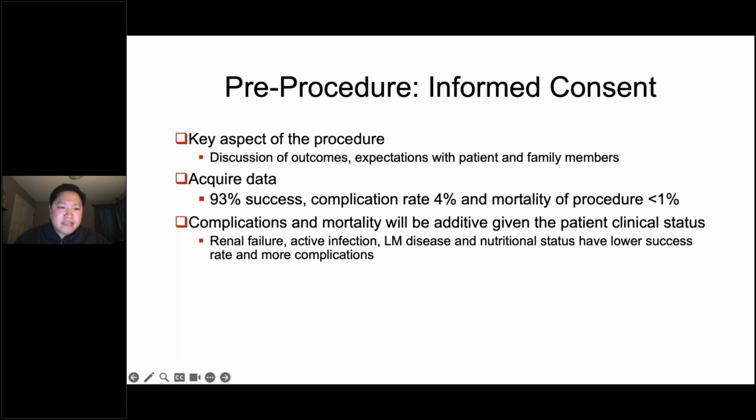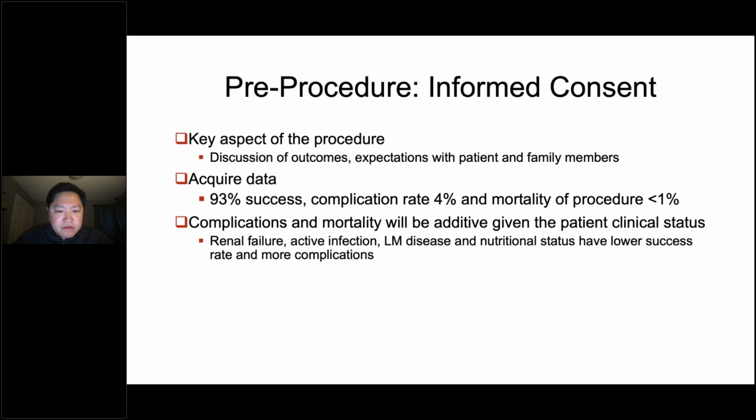Informed consent. This is one of the key aspects of the procedure, in my opinion. Discussing the outcomes and expectations with patient and family members. We do quote the acquired data where there's 93% success if we're able to place a stent in terms of opening up the obstruction, with a 4% complication rate and mortality of procedure less than 1%. And typically that mortality is from airway dissection or just bleeding. Complications and mortality will be additive given the patient's clinical status.